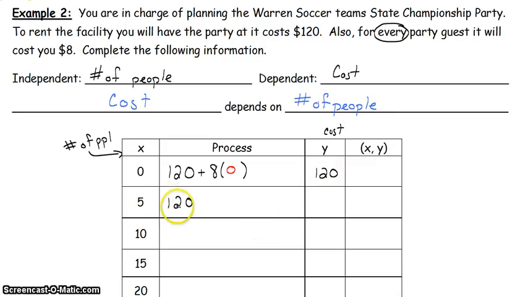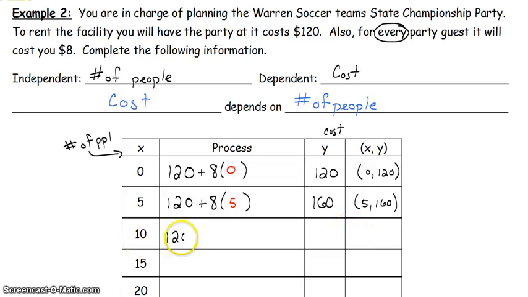5 people are showing up. I'm paying the $120 fee for renting the facility, plus $8 times the number of people coming, and that's 5 this time. So I do 120 plus 8 times 5, which is 40, and it's going to cost $160. You can start writing your ordered pairs right away if you'd like. 5, you pay $160.